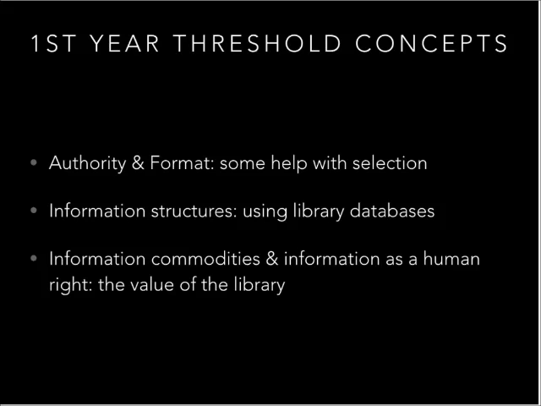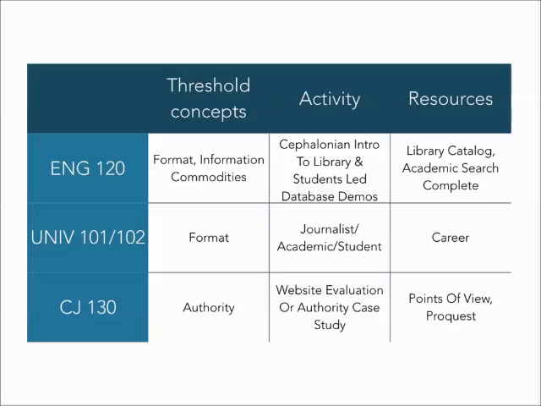So how does this play out in the classroom? The bulk of our classes tend to come in certain flavors. English 120, which is basically English 1A, the requirement that all students have to take this course. University 101 and 102, which are transitional courses from high school to college. And then CJ 130, which is our public speaking class.